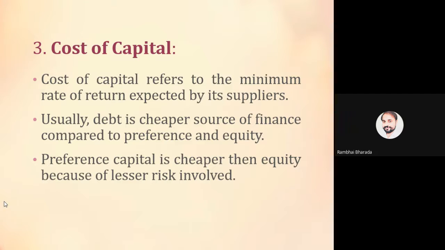Cost of capital. Which capital has the highest cost? Equity. Which is the cheapest source of finance? Debentures or debt. Okay, so debt, line number 2: debt is a cheaper source of finance as compared to preference and equity.